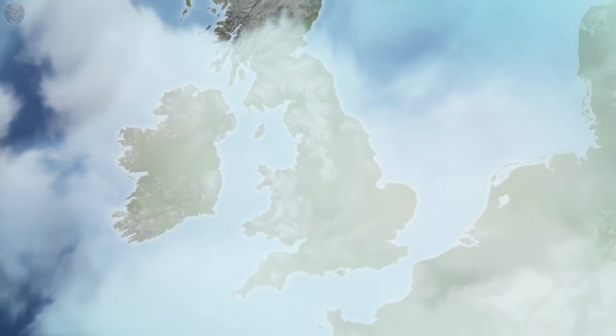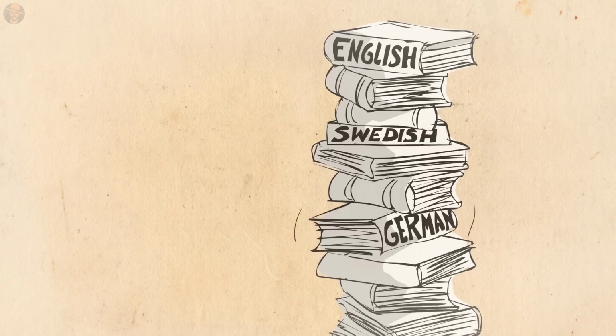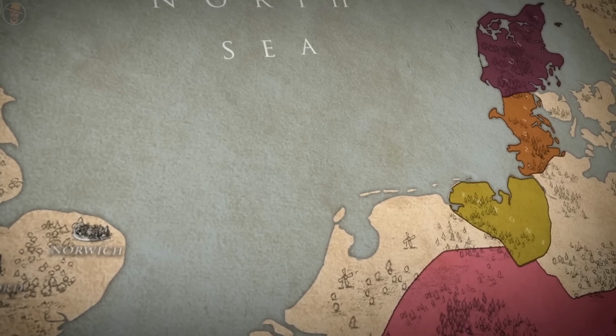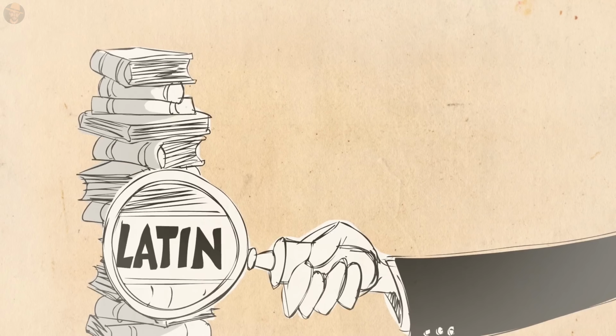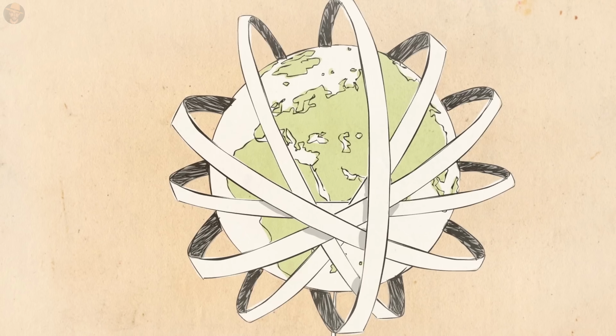Have you ever wondered why English is so full of strange spellings, borrowed words, and odd grammar rules? In this video, we'll explore the fascinating history of the English language, from its ancient roots to its modern-day form. Stick around to discover how English evolved and became the global language it is today.